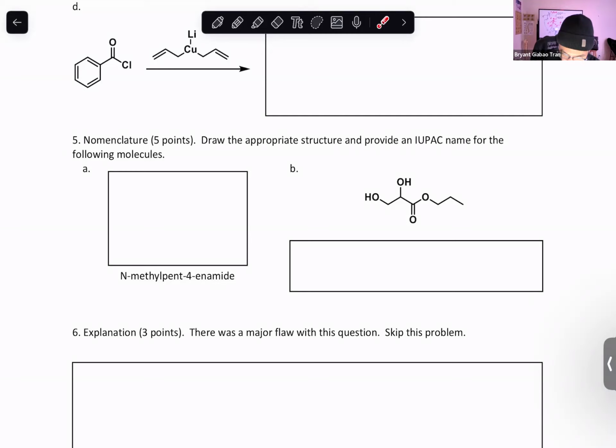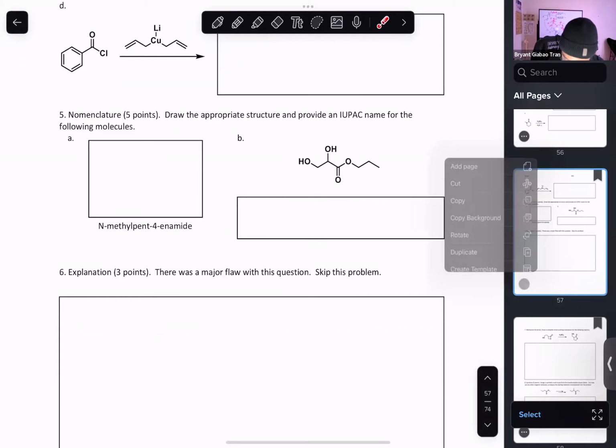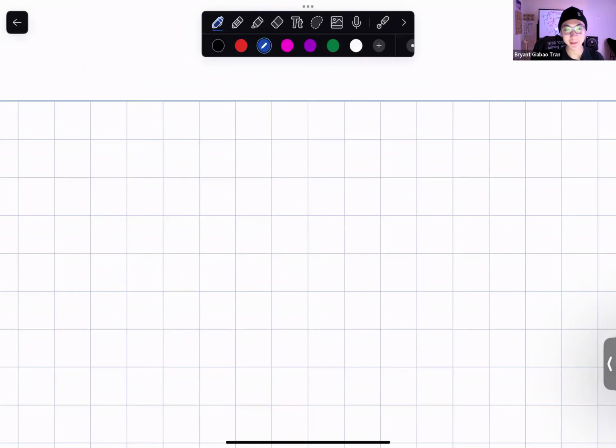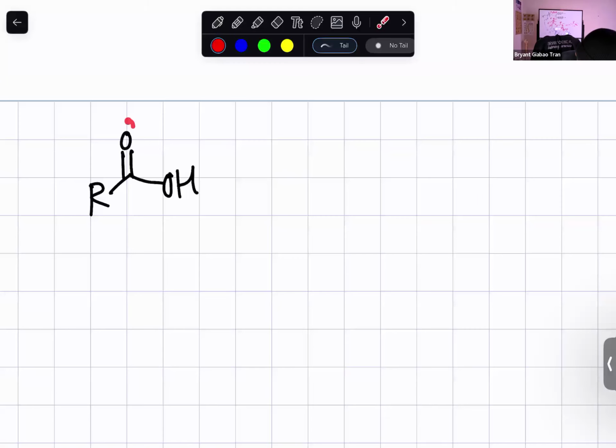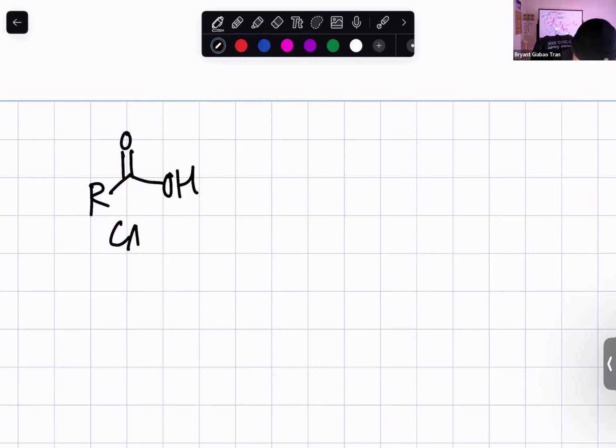Okay, so are you familiar with the carboxylic acid derivatives? No. Okay, so the parent function of that family of functional groups is the carboxylic acid, which is a carbonyl, or carbon double bond oxygen, that is adjacent to an alcohol. And then this is some random R group, like some random hydrocarbon chain. So this is the parent function, the carboxylic acid right here.